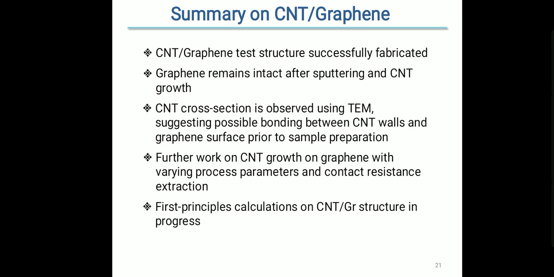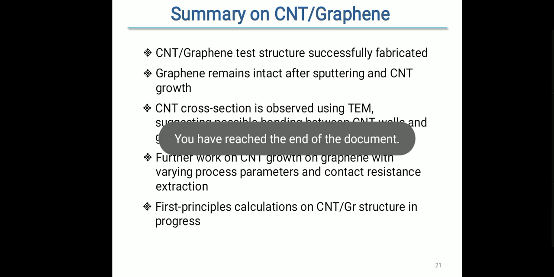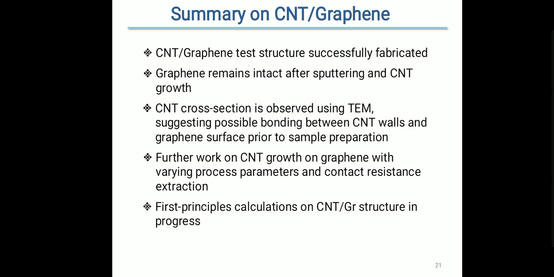Further work on CNT growth and graphene with varying process parameters and contact resistance extraction. First principle calculations on CNT or GR structure are in progress. It means it is in progress only; no one has calculated the CNT GR structure yet. So this is what we have seen in this PPT.